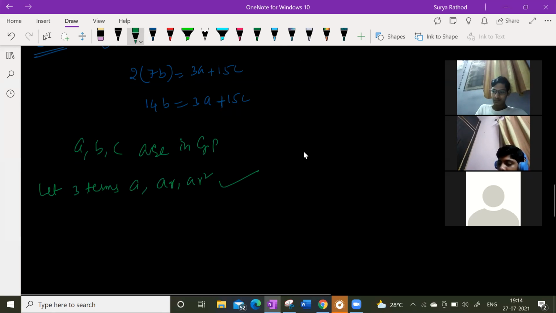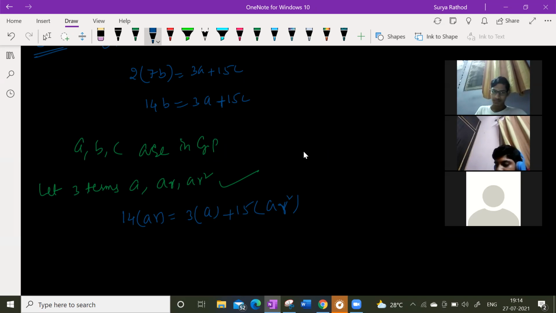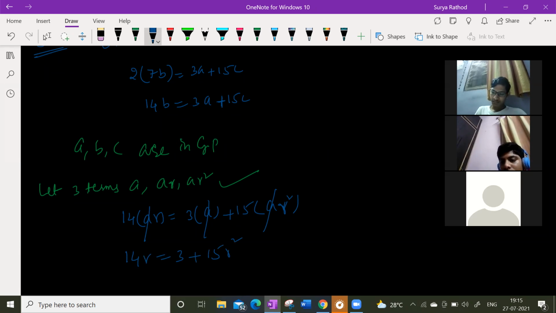Now look at this here. So 14B, where B is AR, is equal to 3 into A, which is A only, plus 15 into C, where C is AR square. I need to find R first. A will get cancelled if I take A common. Is it clear? 14R equals 3 plus 15R square. So factorize this: 15R square minus 14R plus 3.